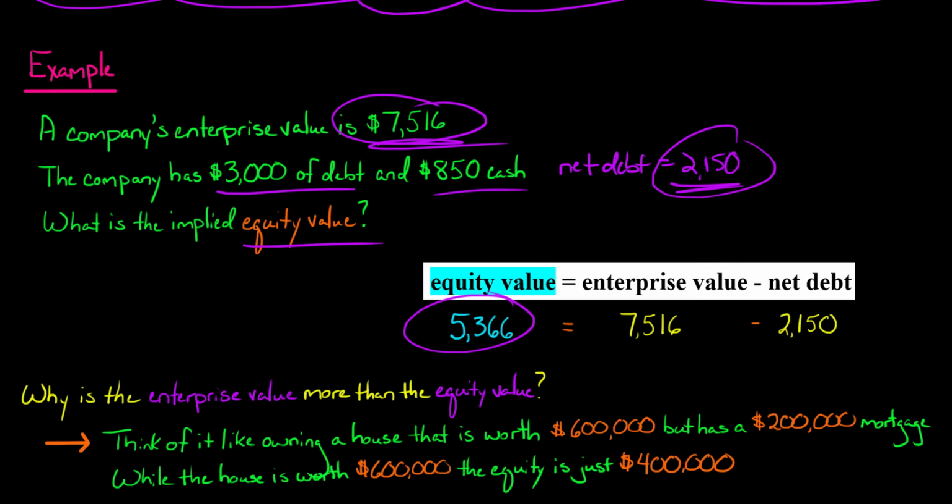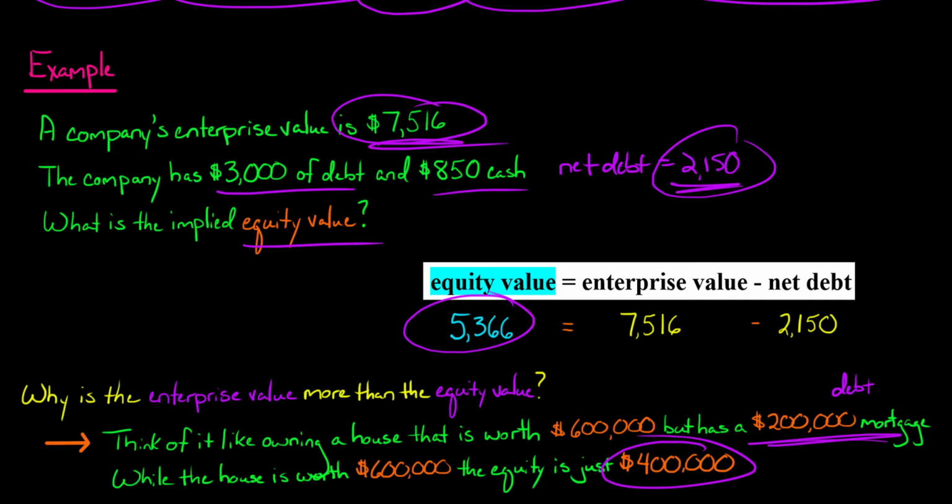Now, if you are wondering, why is it that the enterprise value is higher than the equity value, or you're not quite getting your mind around this conceptually, think about it like this. Let's say that you own a house and the value of that house is $600,000, right? So you bring in a real estate appraiser, you ask them, what's the value of this house? They say $600,000. But you have a $200,000 mortgage associated with that house. So you actually have debt here. So you've got debt of $200,000 attached to that house. So the value of your equity is $400,000.